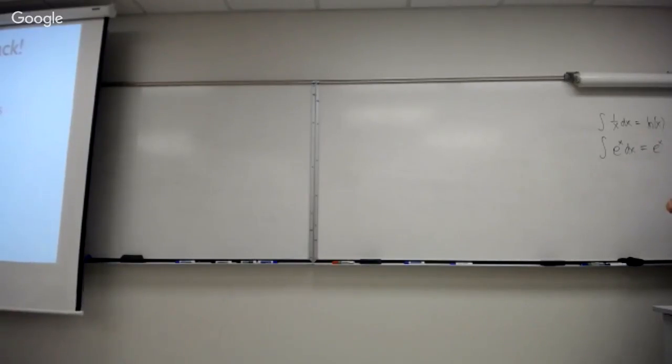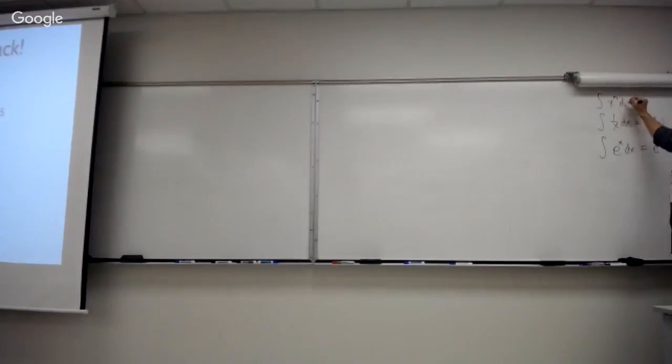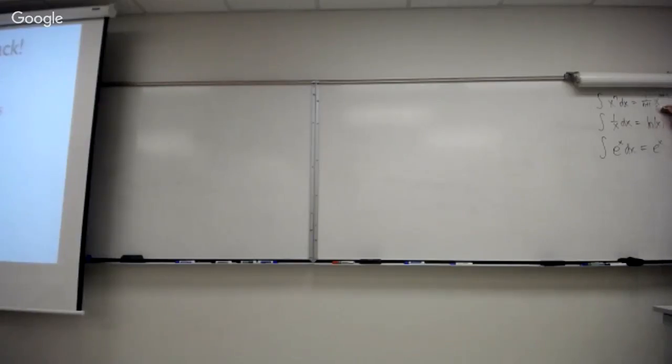And then what's another one, Mario? No one said the simple one yet. x to the n. Yeah, x to the n. So the integral of x to the n dx is 1 over n plus 1, x to the exponent n plus 1. You mean n, right? n plus 1. Yeah, 1 over n plus 1, x to the n plus 1.